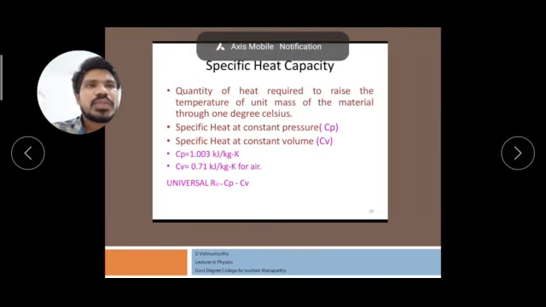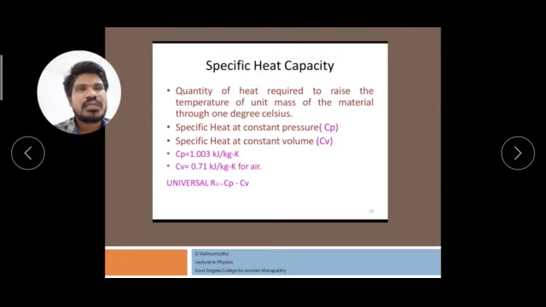And next we will go to specific heat capacity. The quantity of heat required to raise the temperature of a unit mass of the material through 1 degree Celsius is known as the specific heat capacity. The specific heat at constant pressure is denoted with Cp. Specific heat at constant volume is denoted with Cv. And Cp equals 1.003 kilojoules per kg Kelvin. And Cv equals 0.71 kilojoules per kg Kelvin for air. And the universal Ru equals Cp minus Cv, or Cp minus Cv equals R, where R is the gas constant.